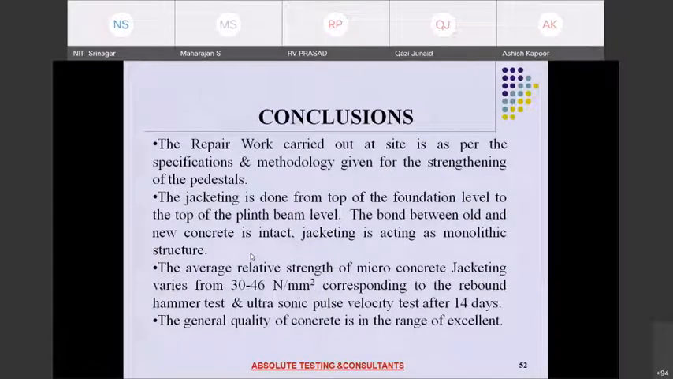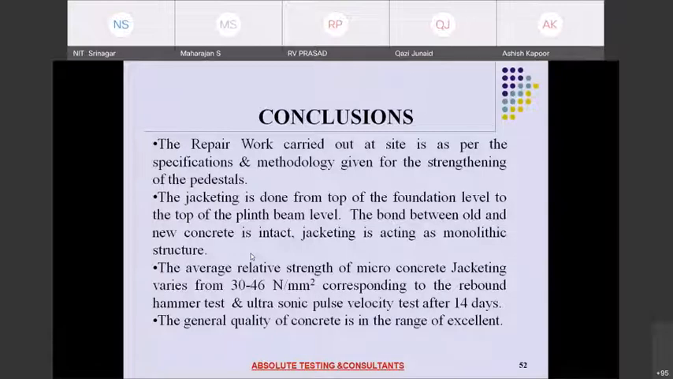What was the conclusion? The repair work carried out at the site is as per the specification and methodology given for the strengthening of the pedestal. Jacketing is done from the top of the foundation level to the top of the plinth beam. The bond between old and new concrete is intact. Jacketing is acting as a monolithic structure, and the average relative strength of micro concrete jacketing varies from 30 to 46 Newton per mm square.